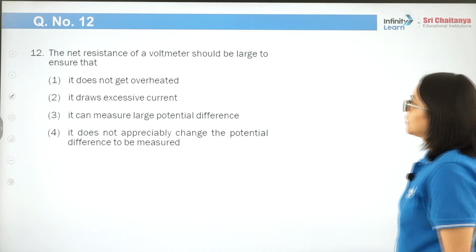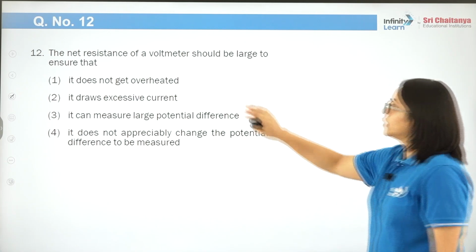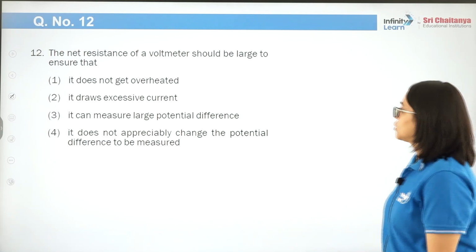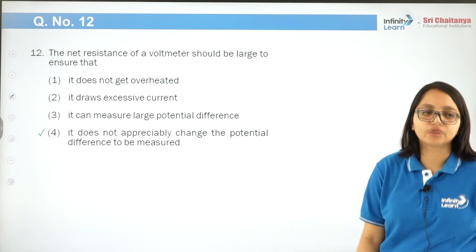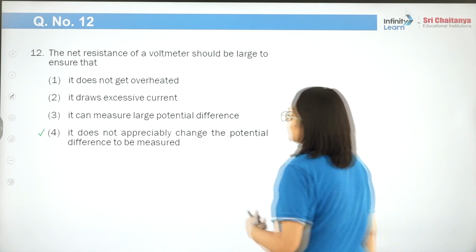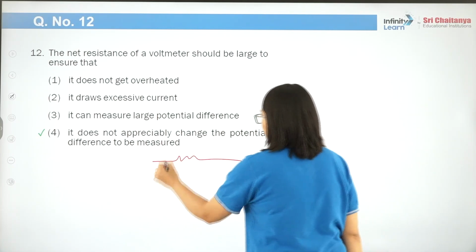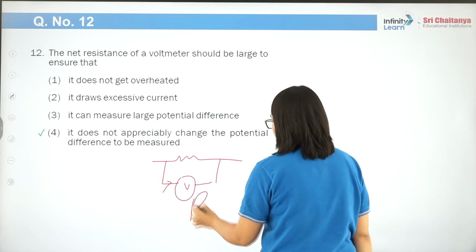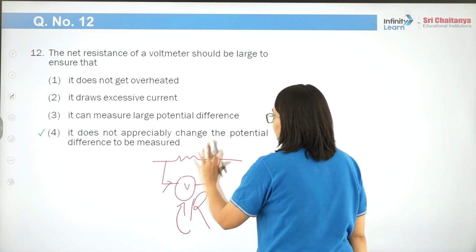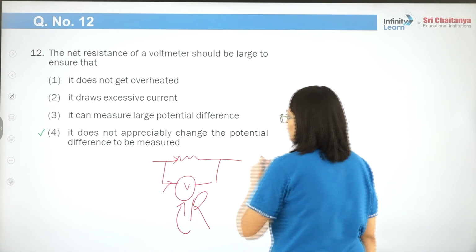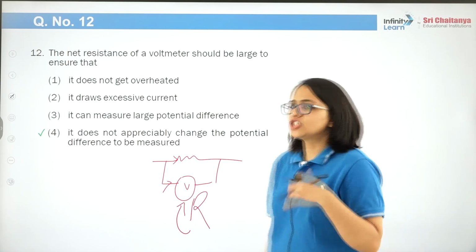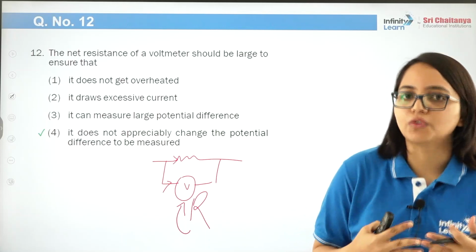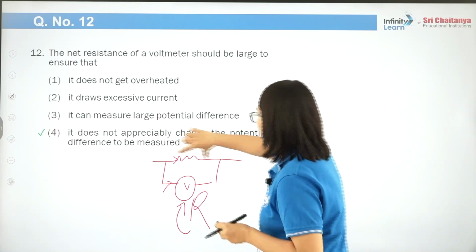Question number 12, the net resistance of a voltmeter should be large to ensure that it does not change the potential difference to be measured. Why? Because if we use voltmeter in parallel, if resistance of this voltmeter is very large, less current will flow through it and most of the current will flow through this branch, and it will not change. There will be some minor changes, but no major change in the reading of the voltmeter.